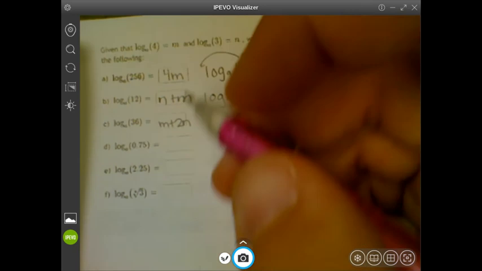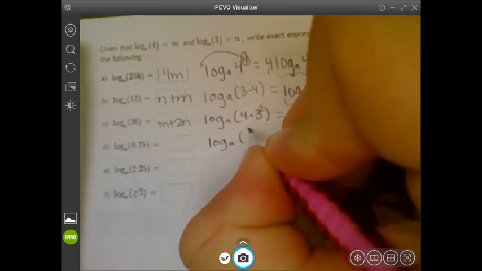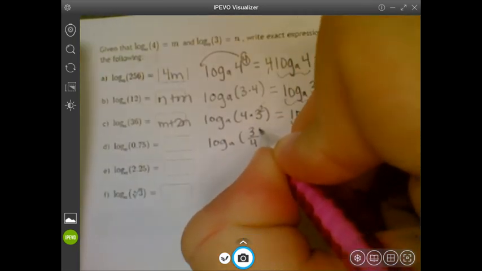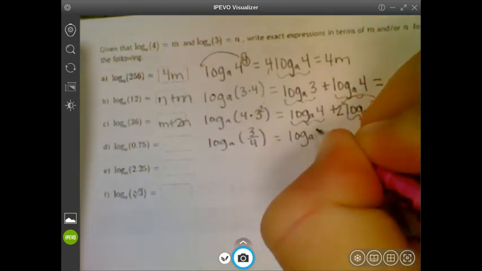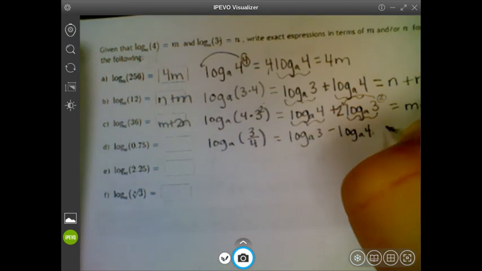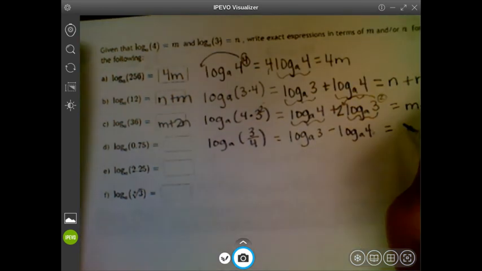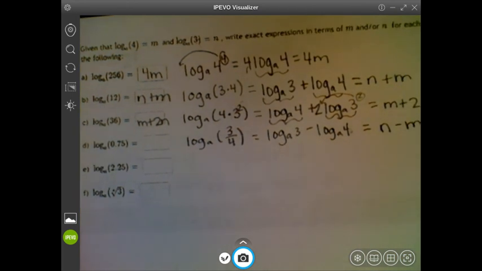All right, log base a of 0.75. Well, I know 0.75 is the same as 3 over 4, right? 3/4. And so I have my 3 and my 4 now. This would be a subtraction. Log base a of 3 minus log base a of 4. And so 3 is n minus m. So that one just turns into n minus m.